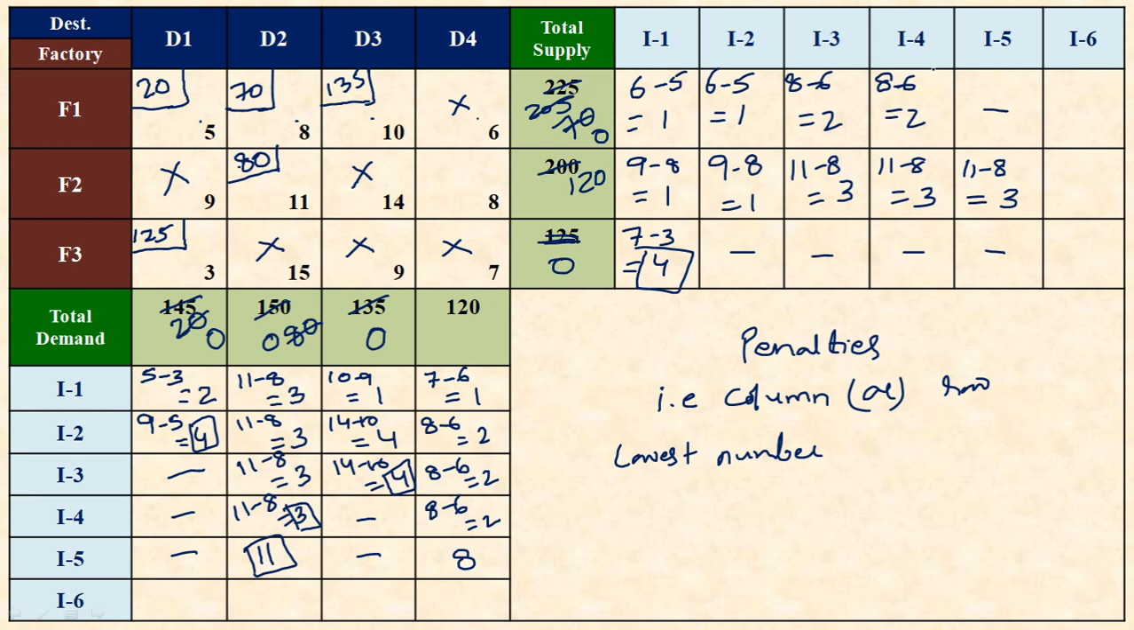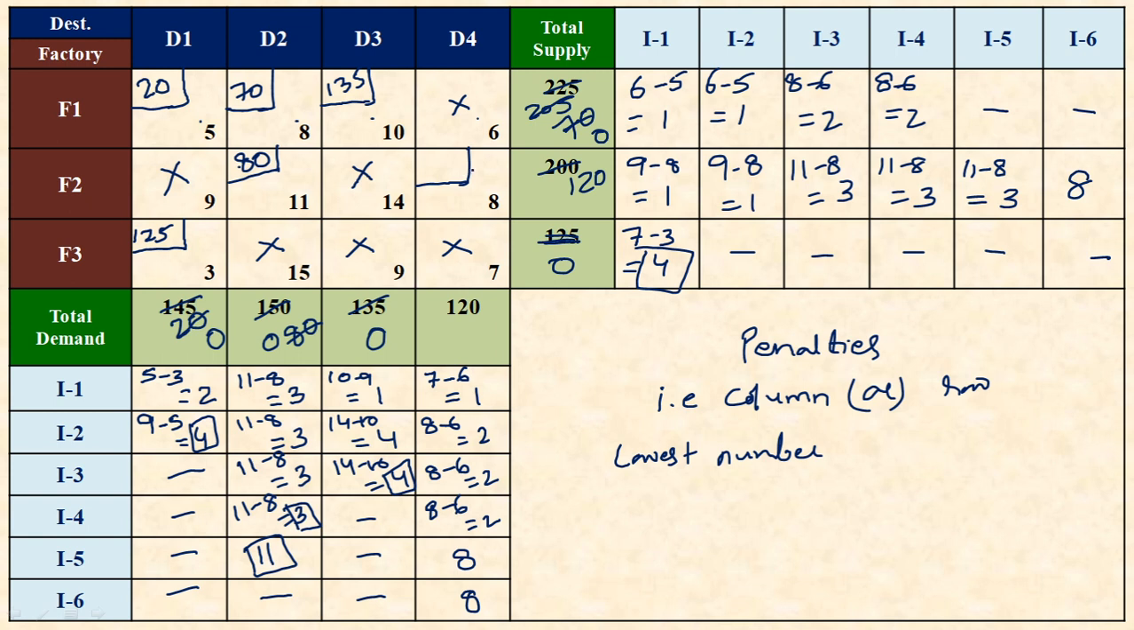Again we can draw one more row and one more column. So iteration 6. F1 total is 0, that means no consideration. F2 is only one number, that is 8. F3 is no consideration, and D1 no consideration, and D2 is 0, that means no consideration. D3 also no consideration, but D4 there is only one number, 8. So we have 2 penalties and both penalties are 8, and there is only one cell. So that means we have to select this one.